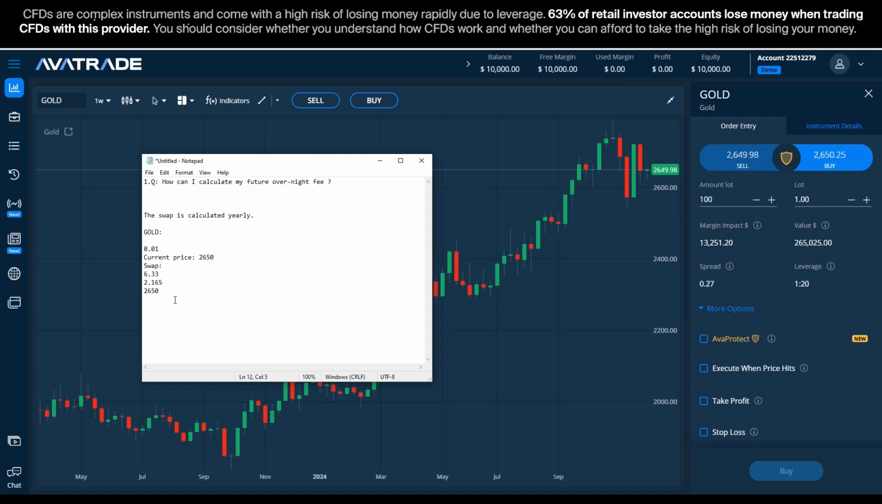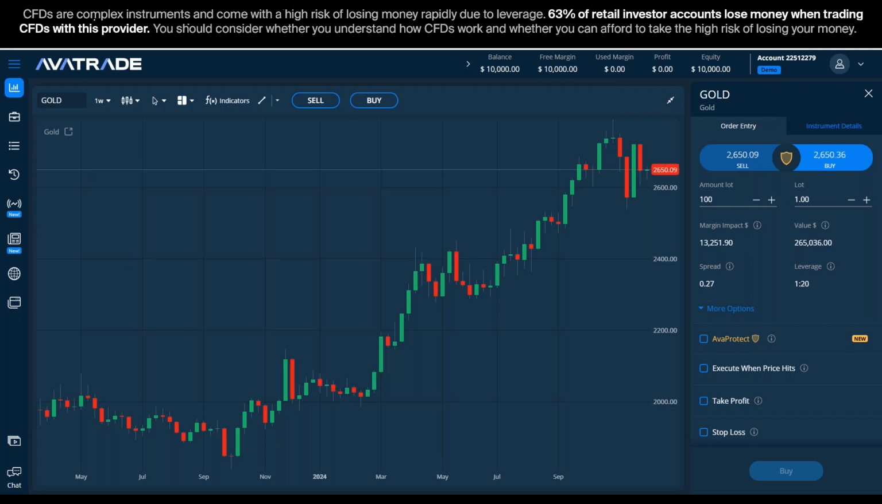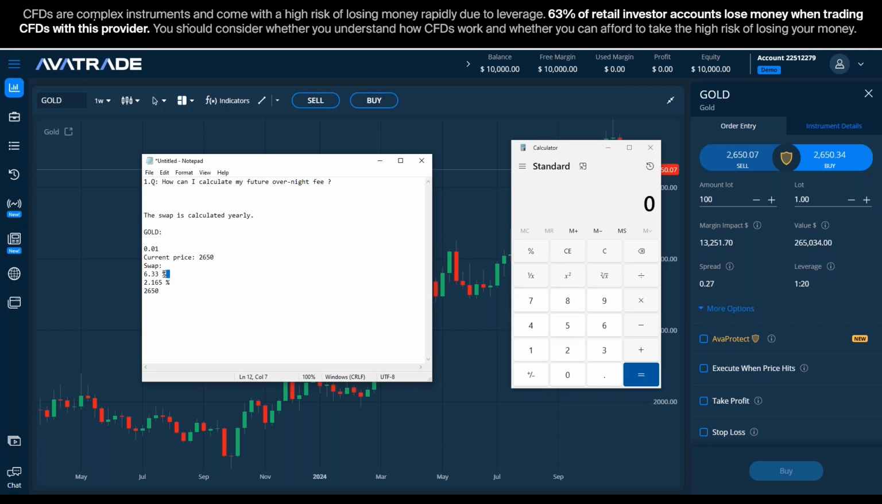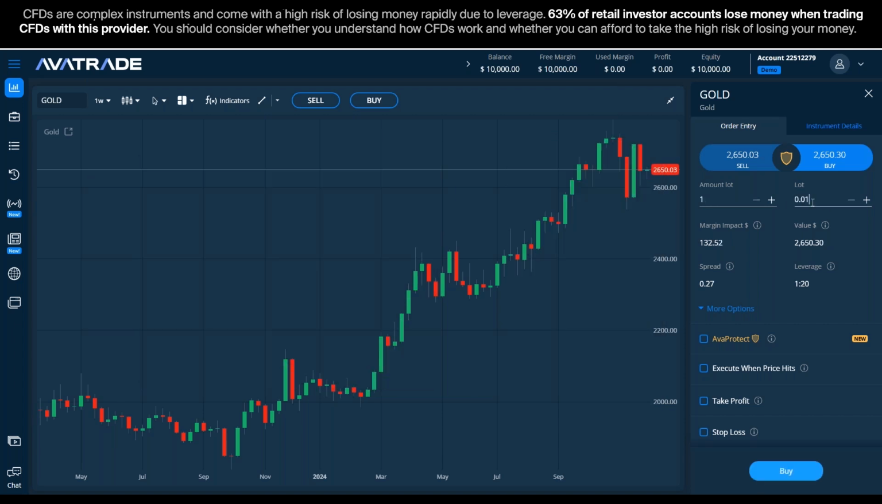So that means this percentage, let me also simplify that by putting a percentage next to it. And now we know 6.33%, 2.165%. And this is, again, let me remind you, yearly calculated. Means that if the value, let's suppose that it stays the same, 2650, and we would like to calculate what would be my daily swap, as an example. So what we're going to do, since in a year we have 365 days, what we can do is we can divide the value, which, let's bring it down back to where it was.